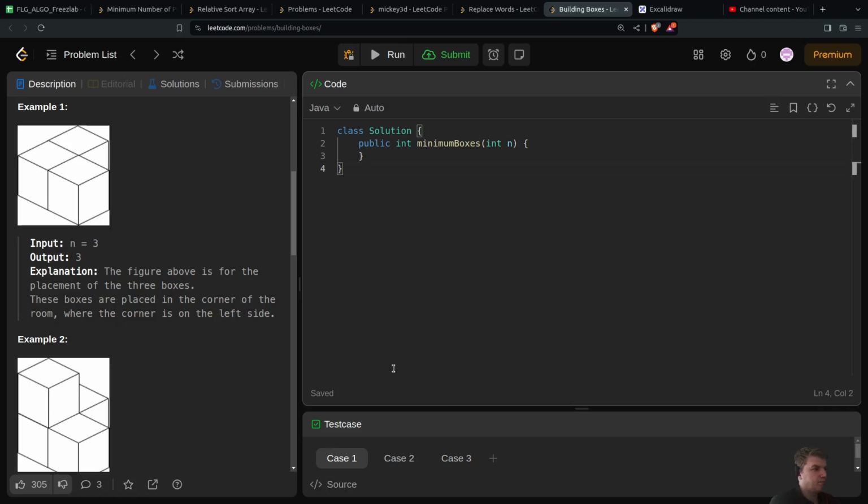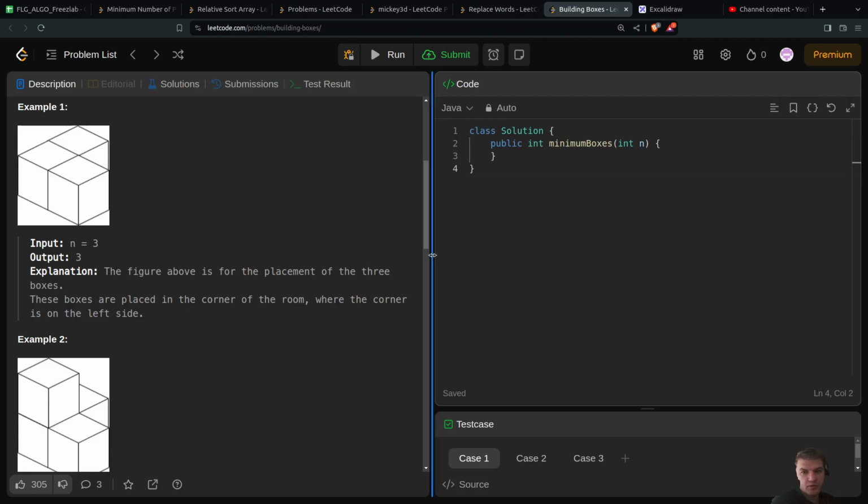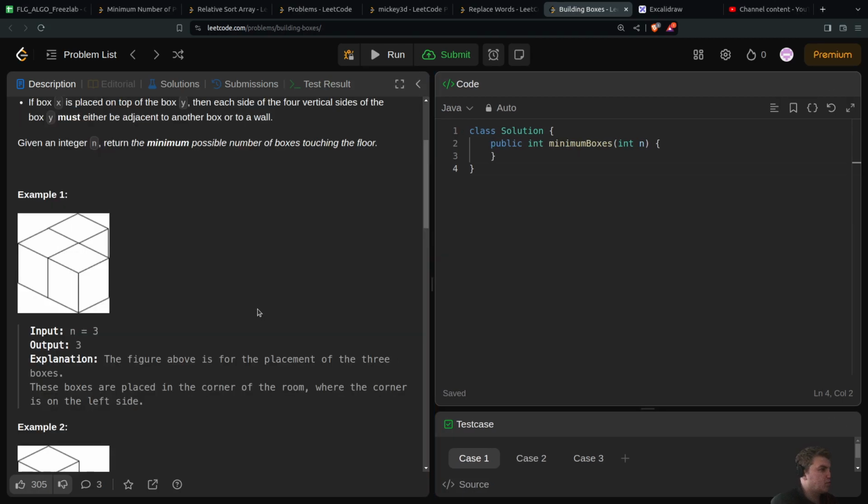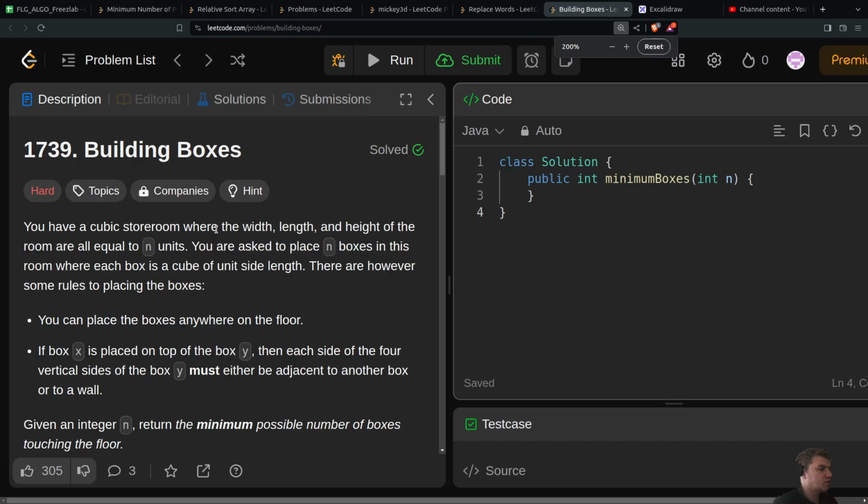Okay. Hi everybody. Today I wanna solve this problem about building boxes.